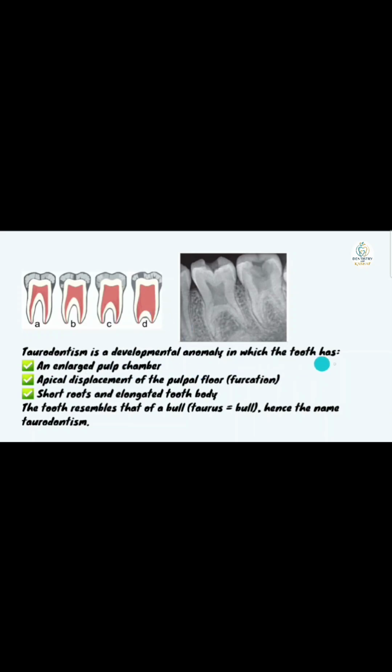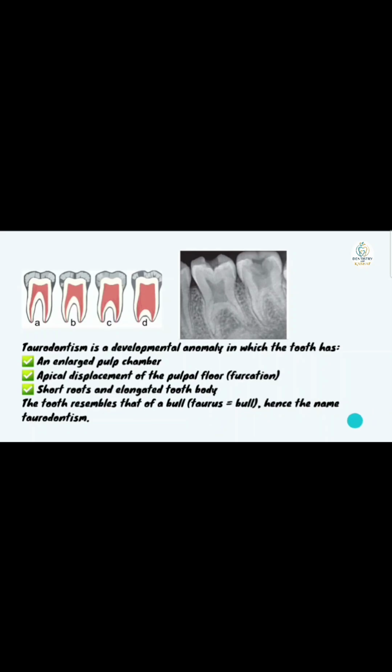Taurodontism is a developmental anomaly in which the tooth has an enlarged pulp chamber. You can appreciate what is this and what is this. Clear-cut difference. Apical displacement of the pulpal floor, the furcation going very far down, and then short roots and an elongated tooth body. Of course, you can barely appreciate the roots, and look at the pulp chamber, it's so big. The tooth resembles bull teeth, and taurus means bull in some languages. Taurodontism: odont means teeth and tauro means bull, bull teeth. Hence the name taurodontism.